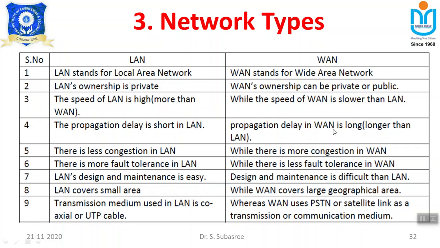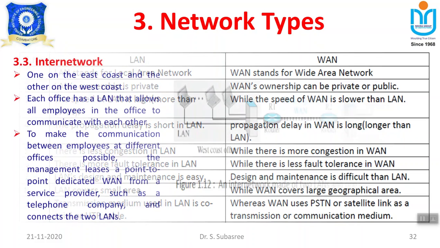It is taking more time compared to transferring from one system to another system. Both are available in the same network, and there is less congestion, but here more congestion is there. Fault tolerance is high here. There, fault tolerance is less because we cannot identify the fault as easily in the case of WAN. So these are some basic differences between LAN and WAN.